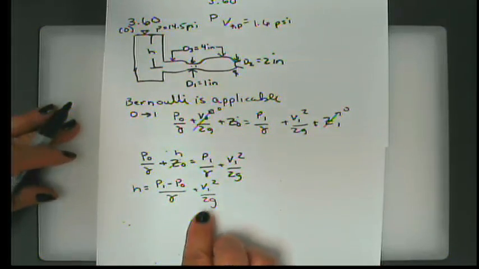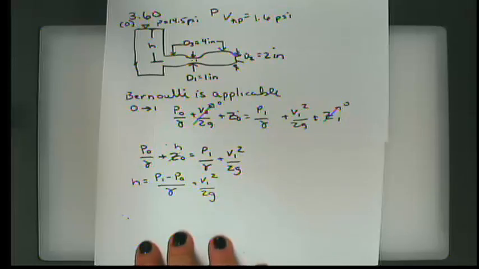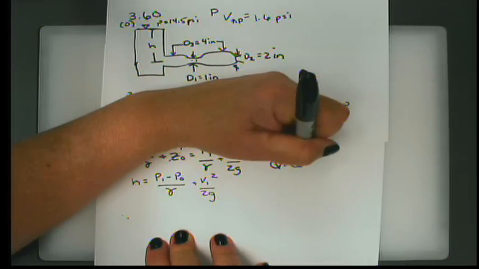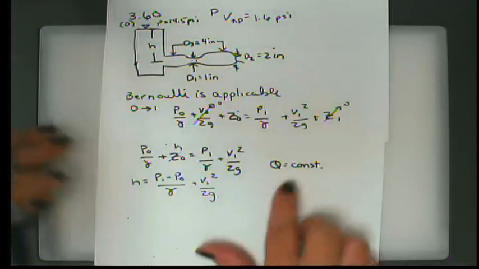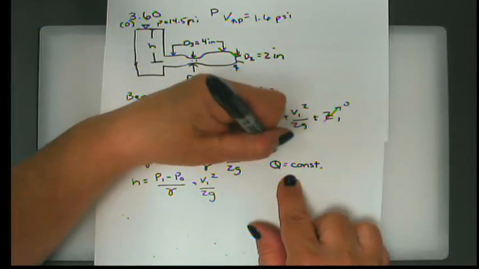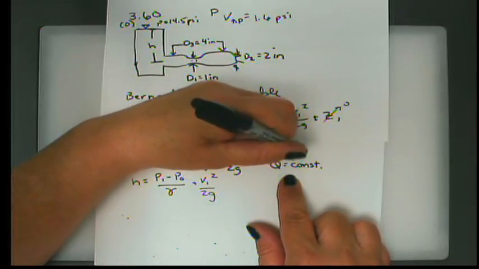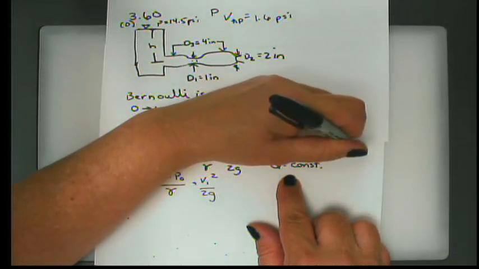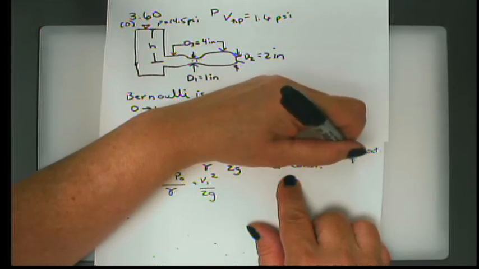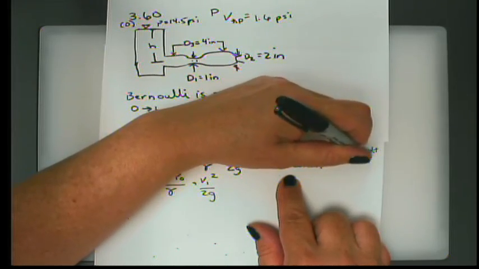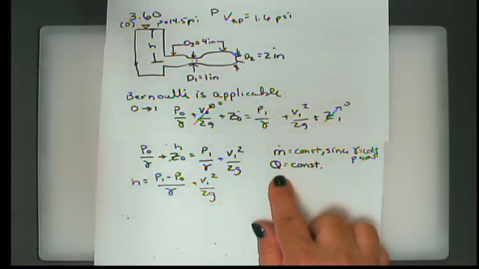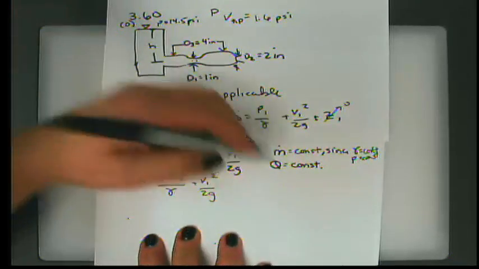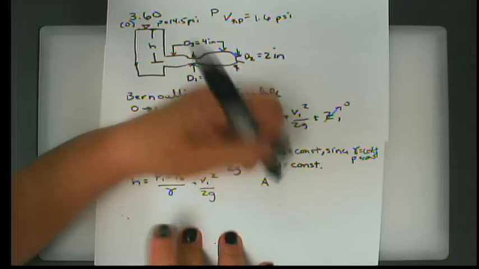Now, we need another fact as well. We know that Q, the flow rate, is going to be constant. Truly, in principle, it's our mass flow rate that is constant, but since it's incompressible, since gamma or rho is a constant, then Q is also a constant. And Q is going to be equal to A times V.